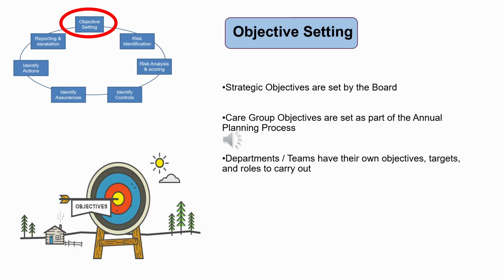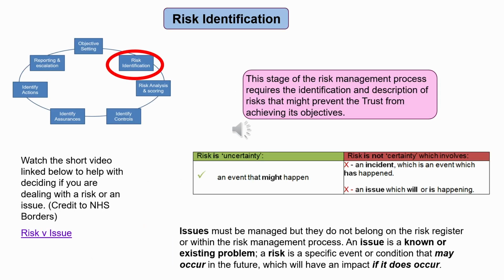As mentioned earlier, risk is something that threatens the achievement of objectives, so let's look at objective setting. Strategic objectives are set by the board. Care group objectives are set as part of the annual planning process, and departments and teams have their own objectives, targets, and roles to carry out. The next stage of the risk management process is risk identification, which requires the identification and description of risks that might prevent the Trust from achieving the objectives outlined on the previous slide.